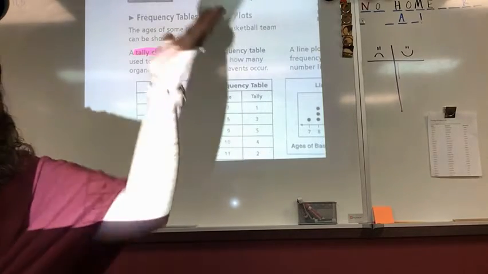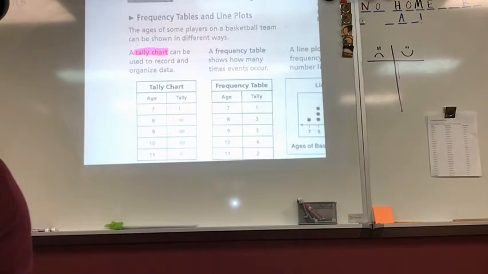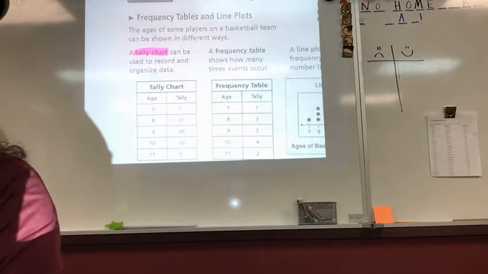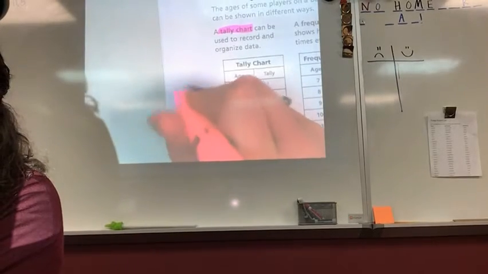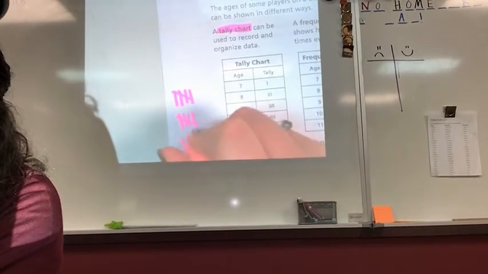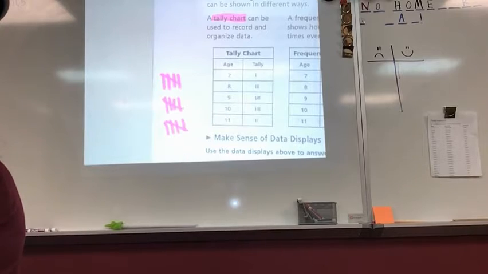And everybody knows that when we make our tallies, we go 1, 2, 3, 4, and the fifth one goes across, right? It helps us so that if I had this many tallies, instead of counting all of the lines, what can you count by? 5. It makes them really speedy.